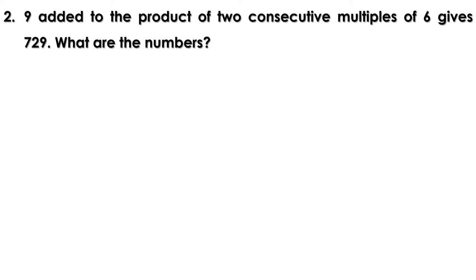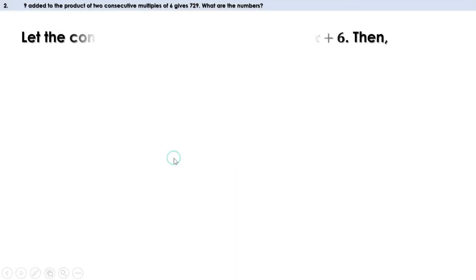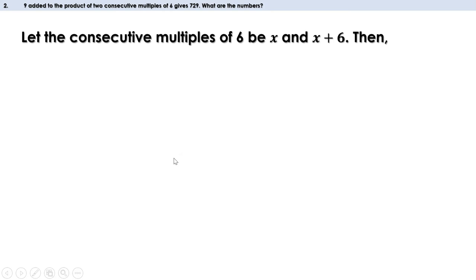That means the difference between any two consecutive multiples of 6 is always 6. So if x is a multiple of 6, then the next multiple is x plus 6. So let us take the two consecutive multiples of 6 as x and x plus 6. Their product is x into x plus 6. 9 added to the product means x into x plus 6 plus 9. And the result is 729. So we can write x into x plus 6 plus 9 equal to 729.